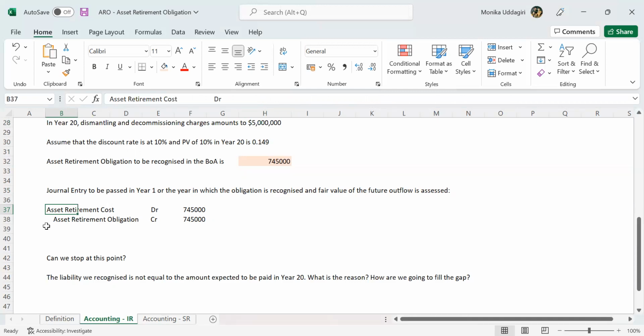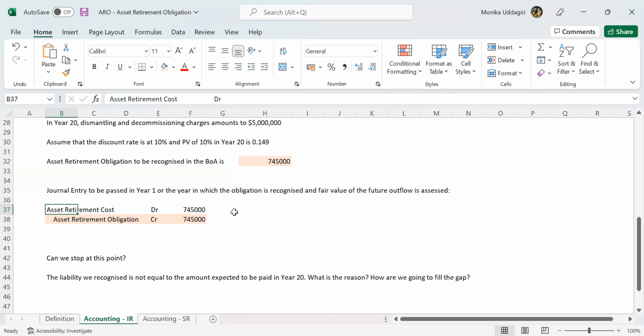So far we understood that we are going to recognize a liability, and the liability asset retirement obligation we recognized, and we are happy with that. So how are we sure with this debit amount? Why are we debiting this? What is this? Let me explain this to you. So we already discussed matching concept, accrual concept, all of these, right? So I can't just book an expense for the entire 745,000 in year one, because this is something which is going to happen at the end of year 20, right? So I can't do that.